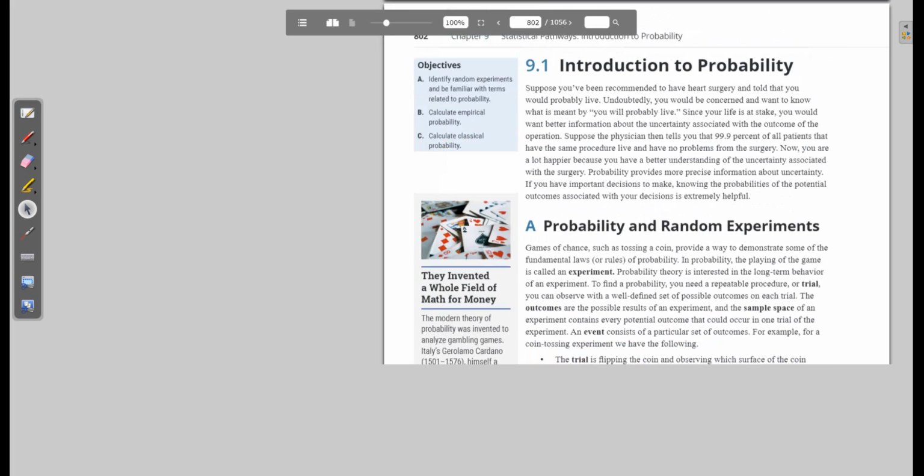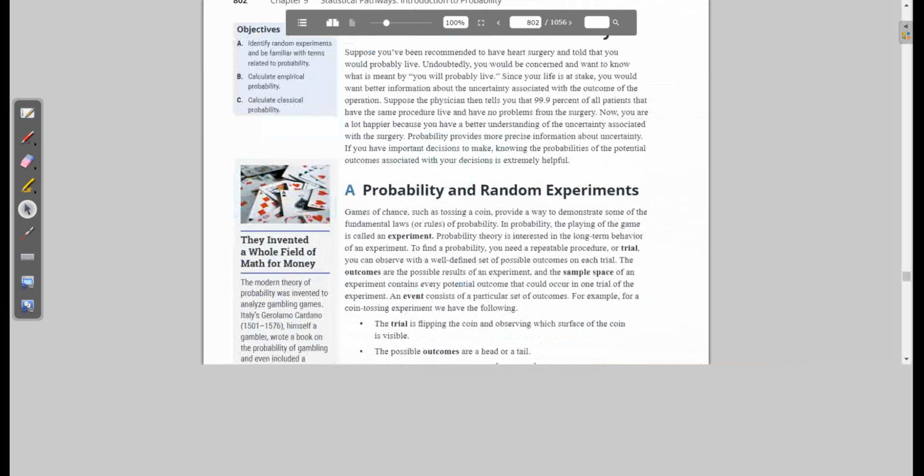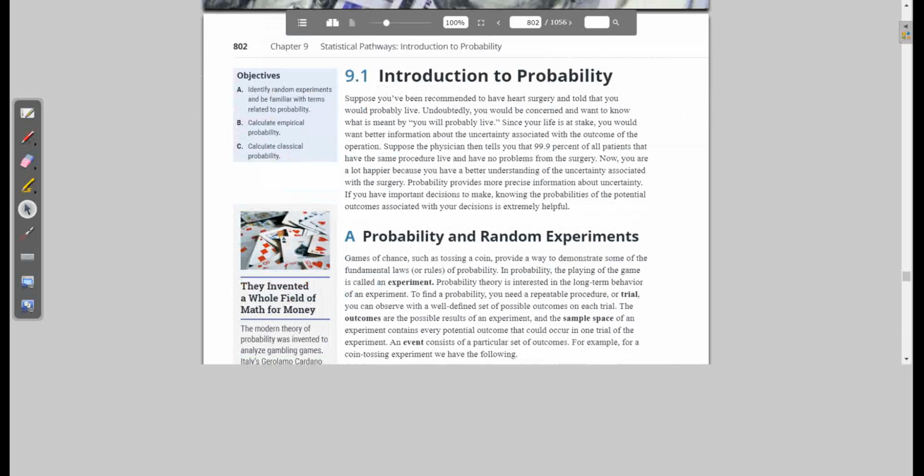Okay, today we're talking about Chapter 9, Section 1, Introduction to Probability. I hate how it just cuts that off. But anyways, 9.1, an Introduction to Probability.